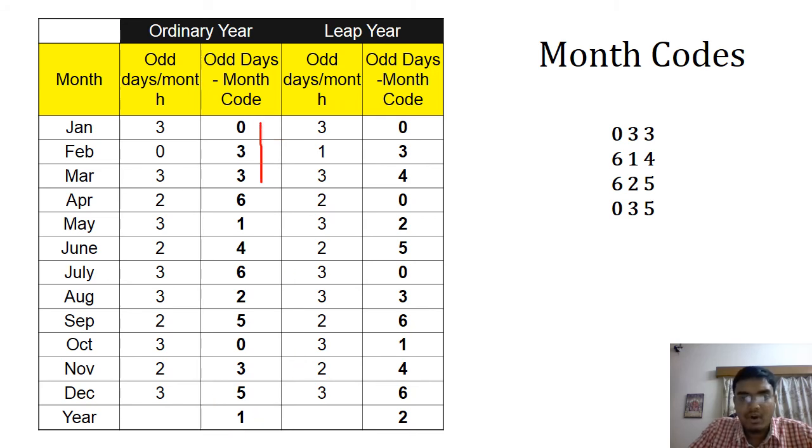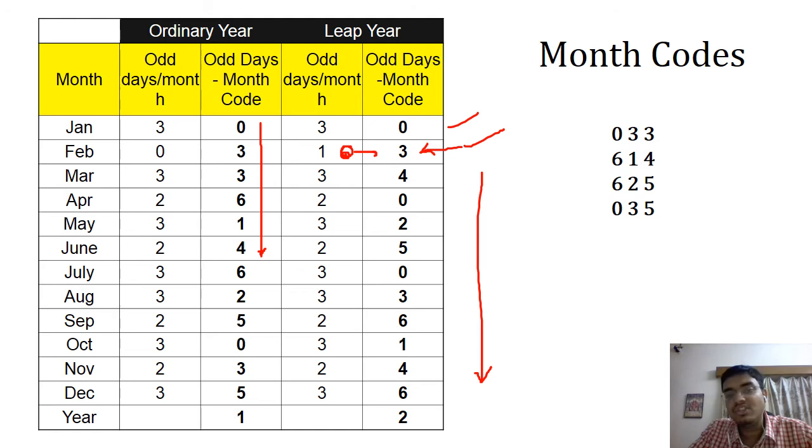You just remember the ordinary year codes, and for leap year you add 1 to that code, because after February only 1 would be added, right? February has 29 days, so 1 day extra would be added in February. So for January and February the code remains same, and after that 1 is added to each code.